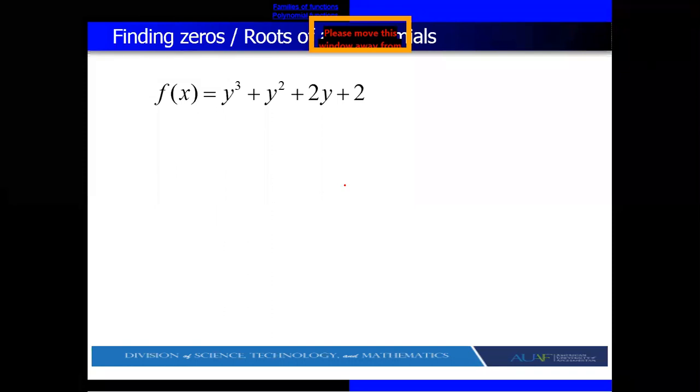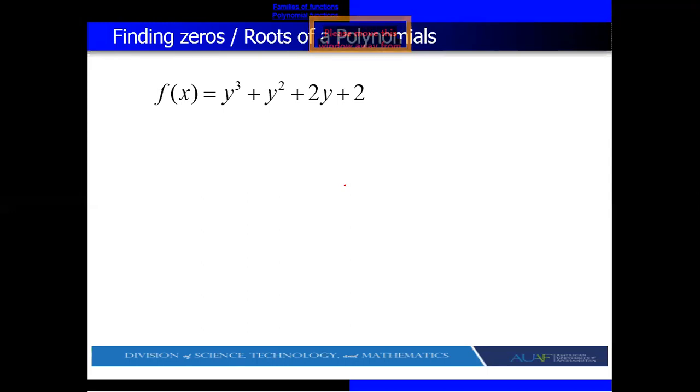For example, we have the function f of y is equal to y cube plus y squared plus 2y plus 2. How can you find the factors, and how can you find the zeros or roots of this function? One method is taking the common factor. We can take common in the first two terms or the last two terms. If we take common in the first two terms, what will be common?